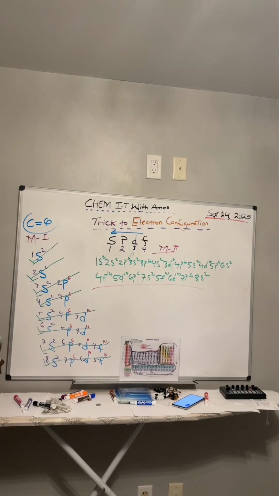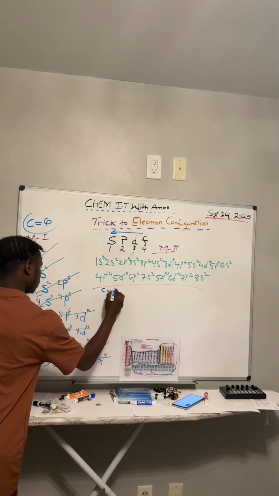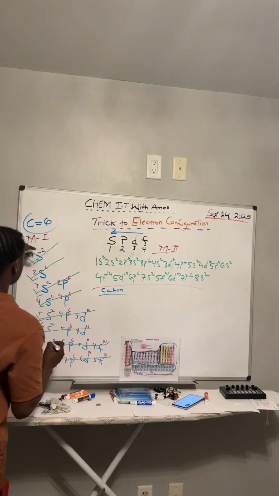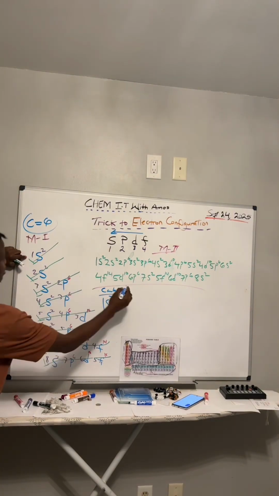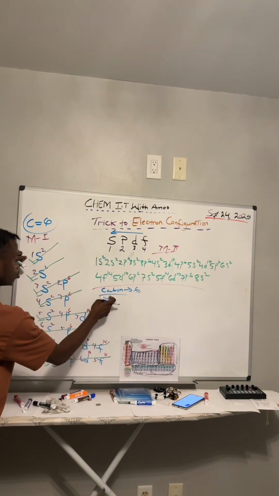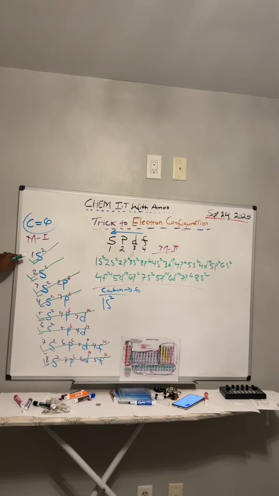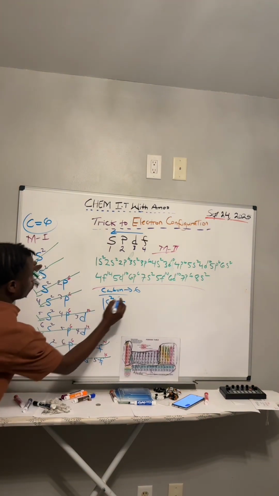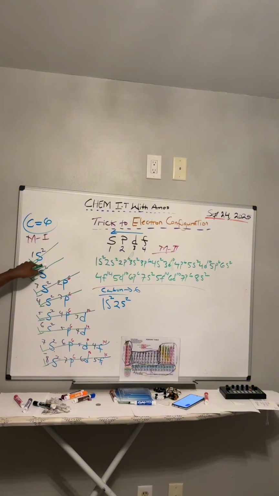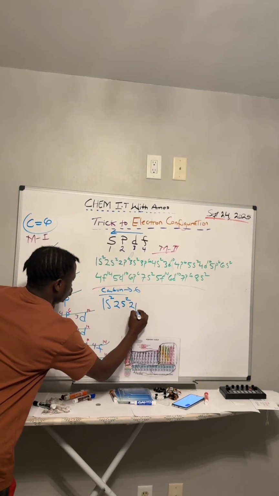To configure carbon using this, we say 1s2. Carbon is element 6. We have consumed 2 electrons. How much is left to make 6? 4 more. So the next thing is 2s2. How much more to make 6? 2 more. What goes next? We go to the next area, 2p.